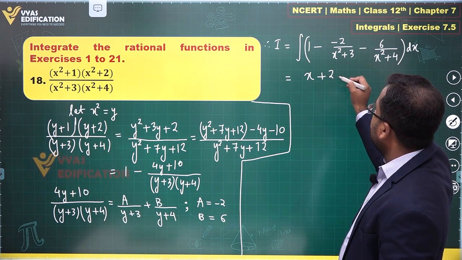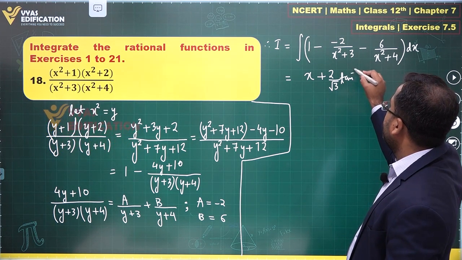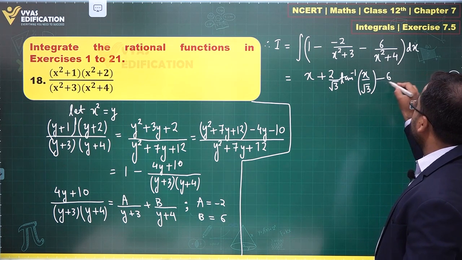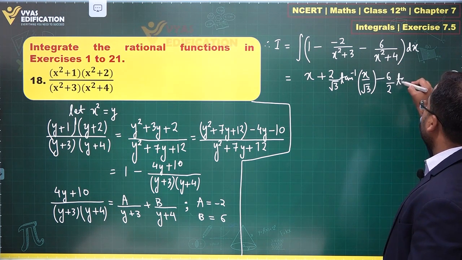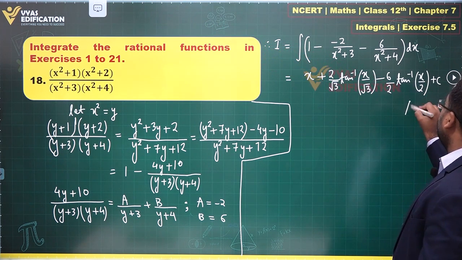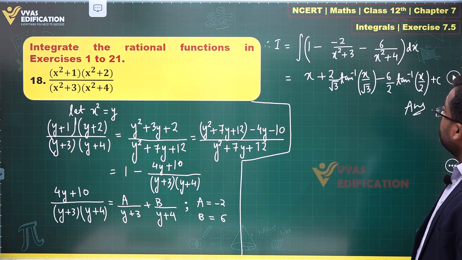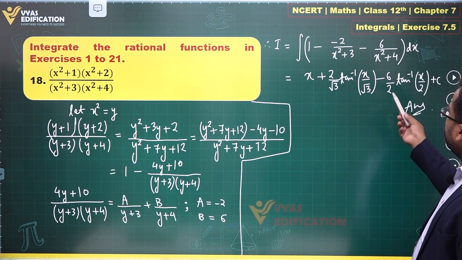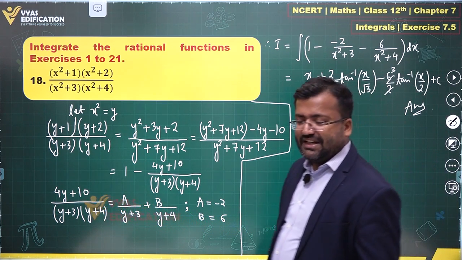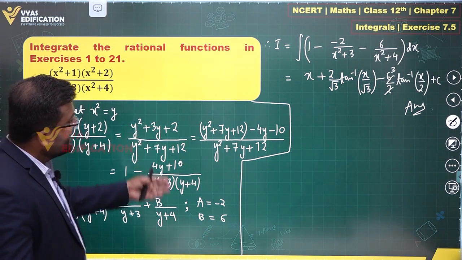This becomes plus 2 by root 3 tan inverse x by root 3, which is 1 by a with a being root 3. What is this? Minus 6 by 2, 1 by a tan inverse x by a, plus constant, and that is the required answer for this particular question. x plus 2 by root 3 tan inverse x by root 3 minus this is actually 3 tan inverse x by 2 plus constant. That's the complete solution. You can see the steps one by one.